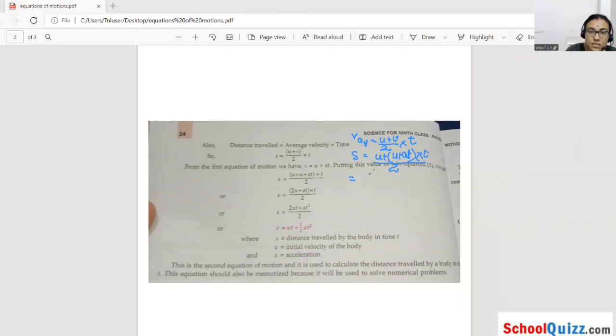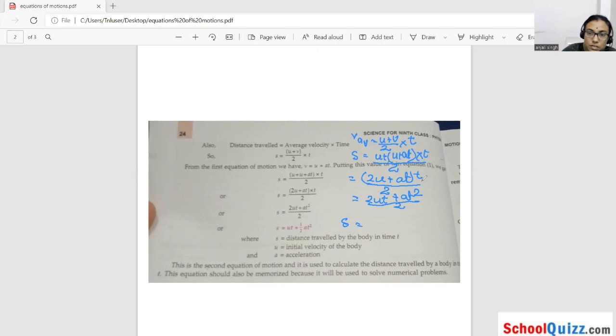Now, you can see this will be u plus u, that will be 2u plus at. It will be multiplied by t upon 2. Clear? This is 2ut plus at square. This is 2ut. This is at square upon 2. Clear? Clear, students?